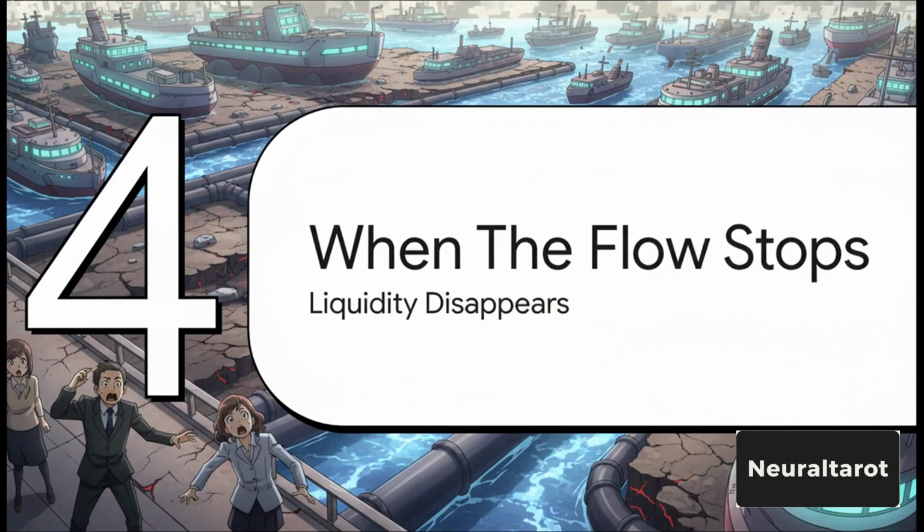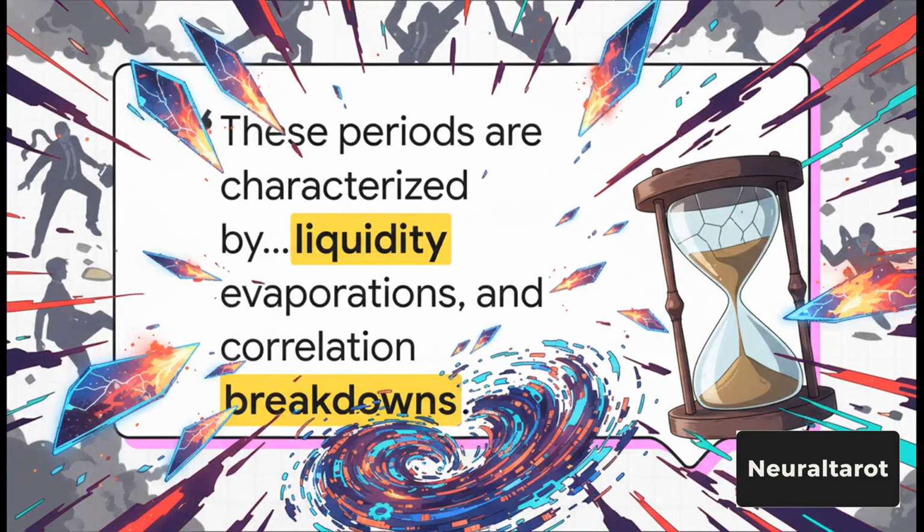What happens when the flow stops? What happens when all of that water suddenly vanishes from the harbor? Behavioral finance research describes this moment perfectly. It talks about these periods of wild price swings and this phrase, liquidity evaporations. It's like the market just dries up. Suddenly, everything becomes chaotic, and all the classical theories about how things should work just go right out the window.